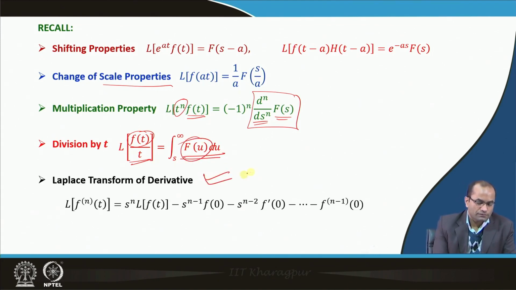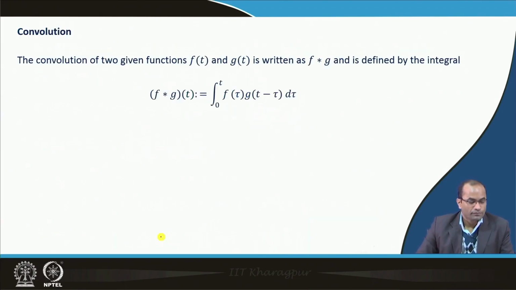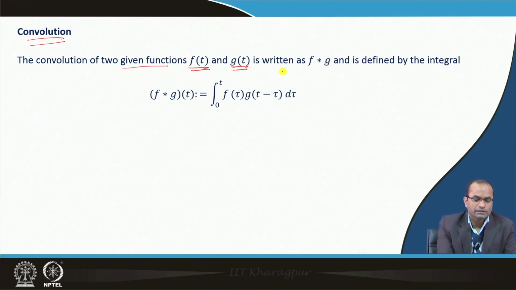Also the Laplace transform of derivatives was discussed, and finally, we ended in the last lecture with the Laplace transform of an integral. So, today we will start slightly different properties. One of them is the convolution property. The convolution of two given functions f t and g t is written as f star g, that is the notation for the convolution.